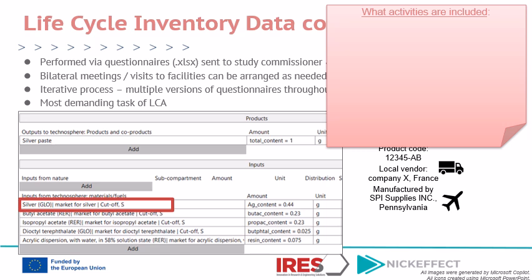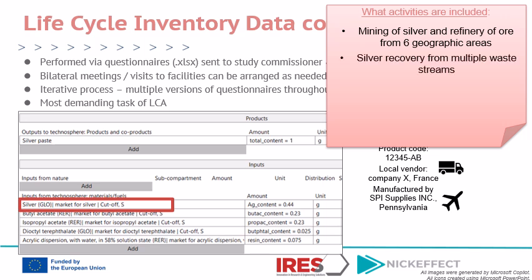And you might wonder what is actually included in this market global silver production process. So if I go into details into the process in the LCA software, I see that this process includes the mining of silver and the refinery of the ore at 6 different geographic areas. It also includes recovery of silver from different waste streams, so not all the silver involved in this library process is virgin. Some of it is recovered from waste.